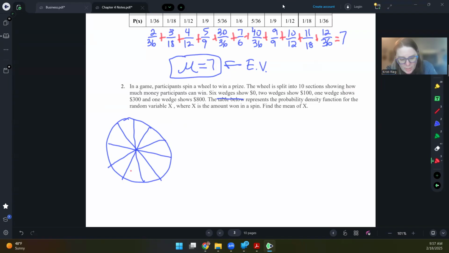Like I have 800. We got to put a 0 on each side of 800. And then I have 2 100s. Let's see, I'll put the 100 here. 2 100s. I'll make that a 0. Yours doesn't have to look exactly like this. It could be however you want. And then we have a 300.